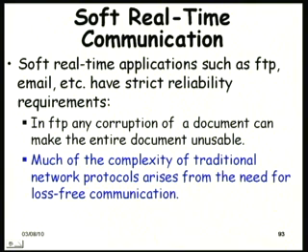We had said that reliability is also a concern for hard real time communication. Actually, if you look at the network protocols, much of the complexity of the traditional network protocols arises from the need for loss free communication. So, all the traditional communication, whether you talk of the TCP protocol, the idea is to provide loss free communication. So, how do they ensure loss free communication?